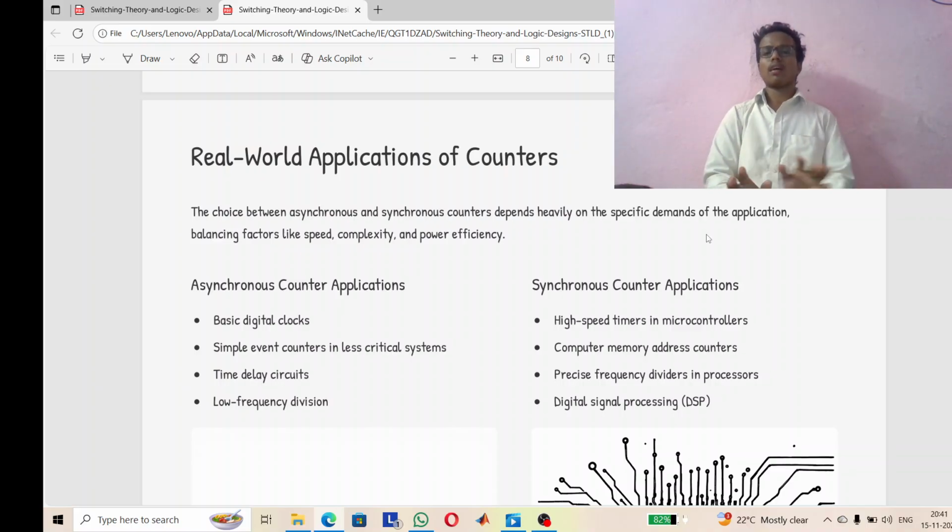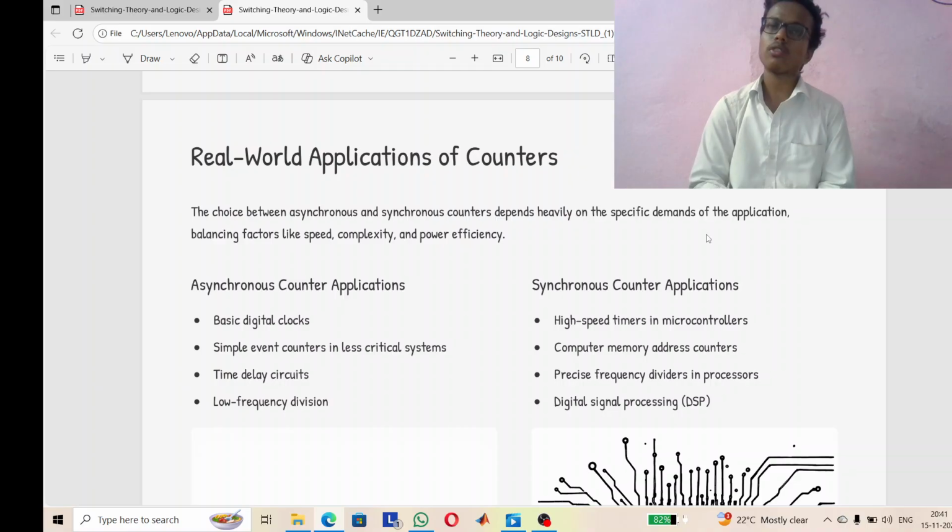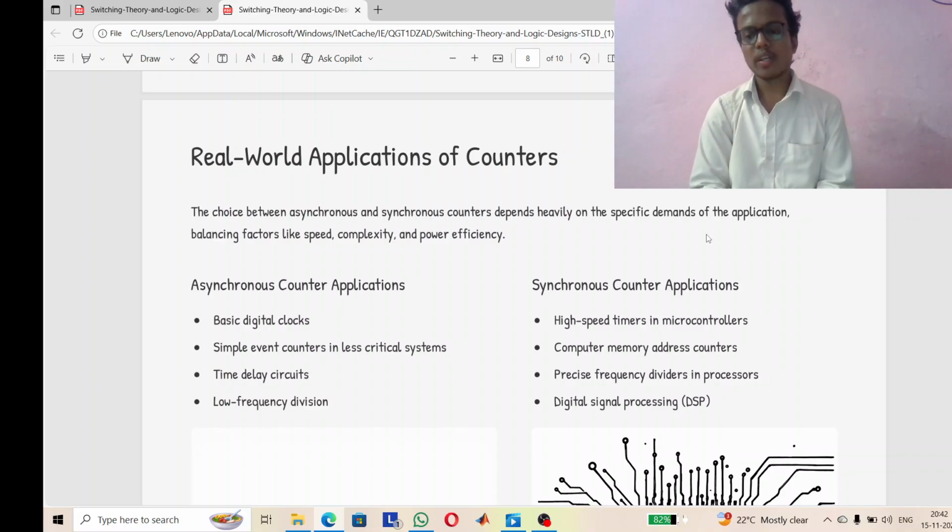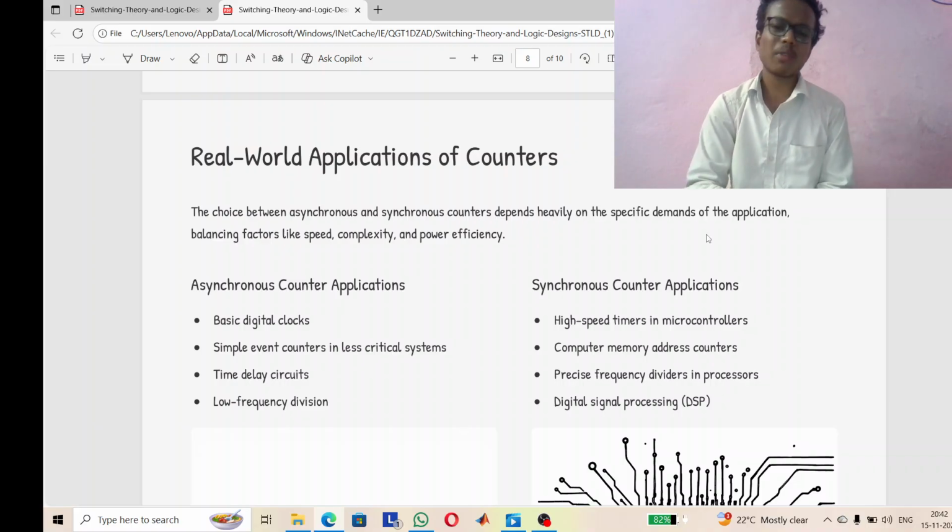The synchronous and asynchronous counters are again subdivided into two types: truncated and non-truncated. We know that the mod value should be less than or equal to 2^n, where 2 is a constant value and n is the number of flip-flops. The truncated and non-truncated counters are again divided into three subdivisions: up counters, down counters, and up-down counters.